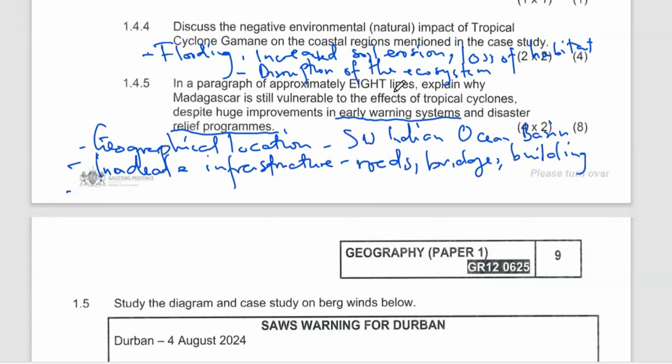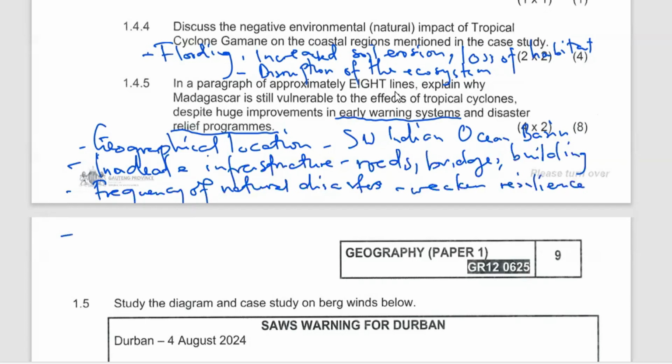And also we can talk of the frequency of natural disasters. Like for example, the tropical cyclones, they are more frequent in that area, meaning to say despite the efforts, they will still be affected because the frequency is very high. And also it will weaken the resilience. If you are frequently affected, it means it will weaken the resilience to those disasters. So instead of them developing resilience, they will not ultimately find time to strengthen their resilience because they occur frequently.